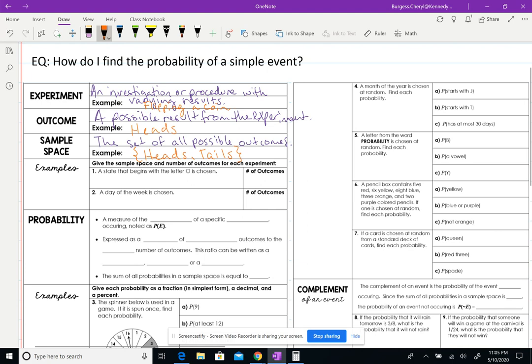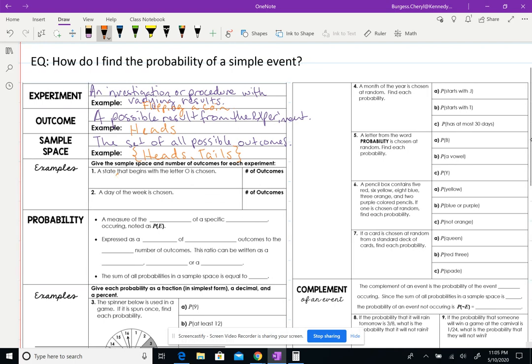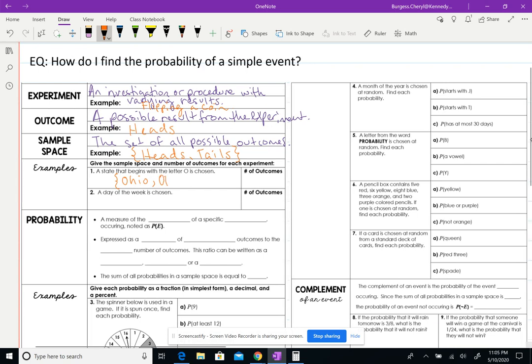So let's apply it. The first example says, give a sample space and number of outcomes for each experiment. A state that begins with the letter O is chosen. States that begin with the letter O: that is Ohio, Oklahoma, and Oregon, I think. Let's go ahead and check.